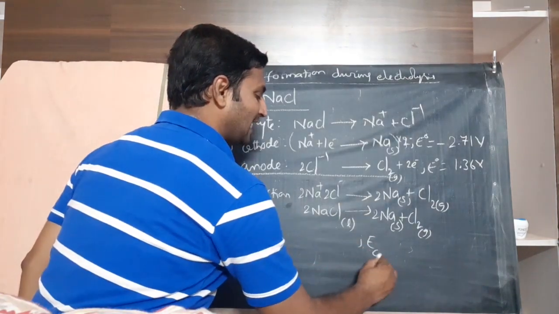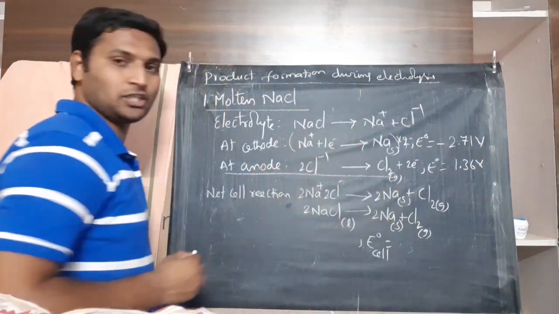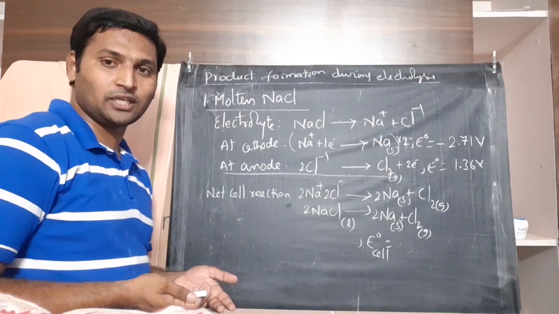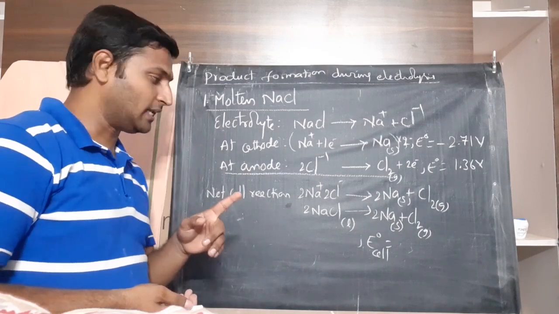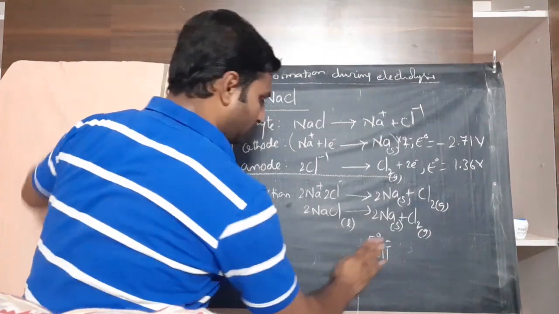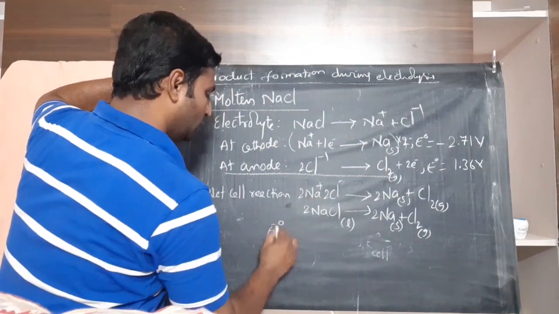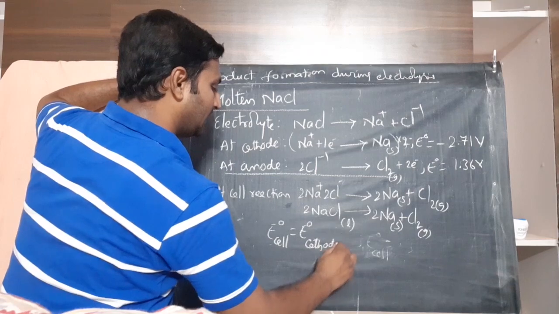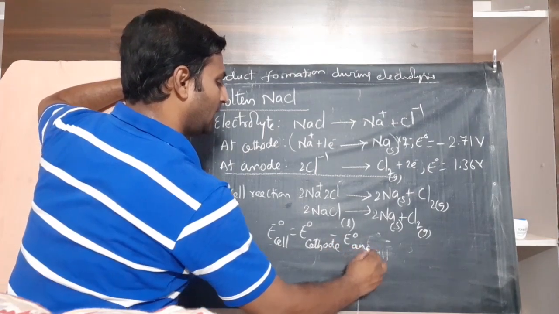Now you want the standard cell potential of this net cell reaction. What is standard cell potential? E naught cathode minus E naught anode. Let me write from this end. So you know that E naught cell is nothing but E naught cathode minus E naught anode.